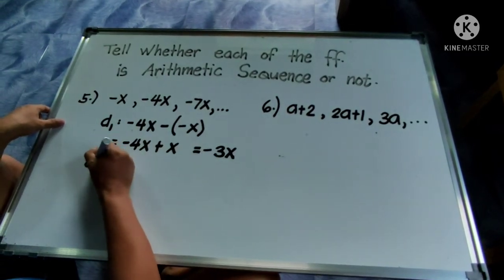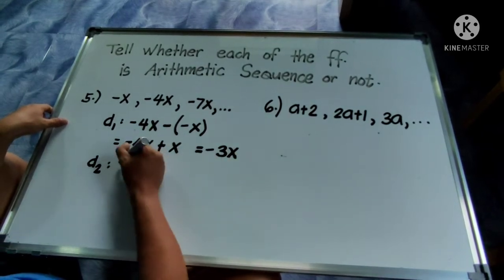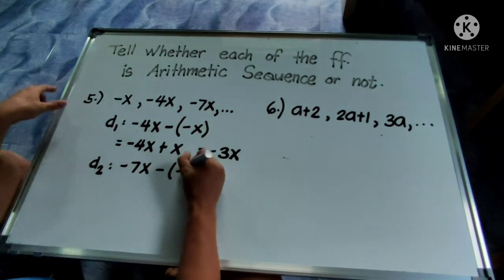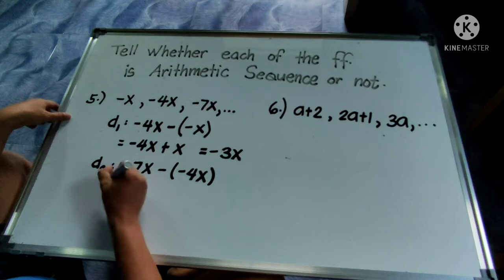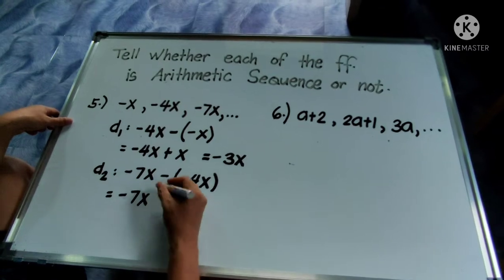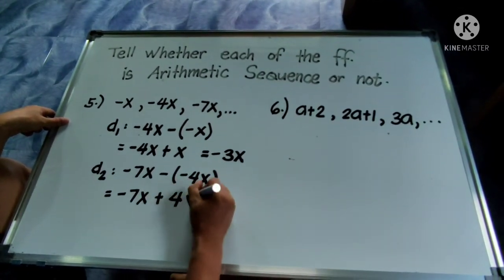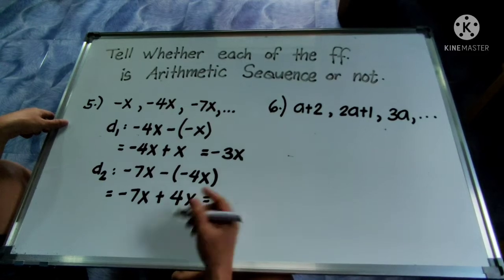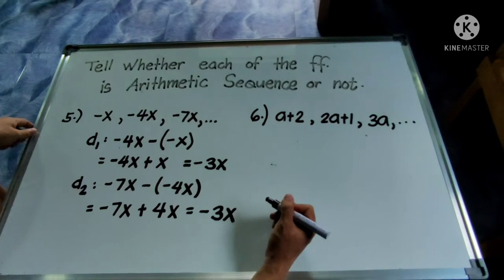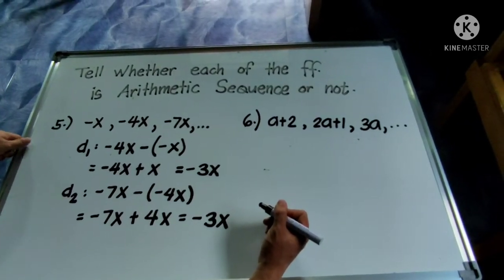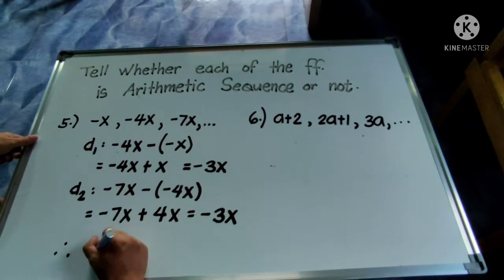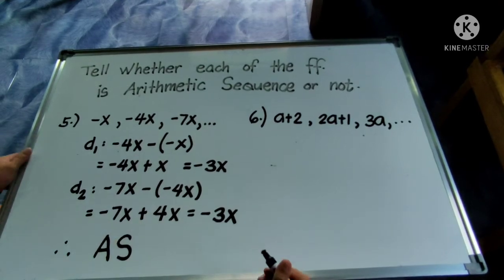Proceed to the second difference, our d sub 2. You will have negative 7x minus, again enclosed in parentheses, negative 4x. Simplify further, you will have negative 7x. Negative times negative becomes positive, so positive 4x. Negative 7x plus 4x is negative 3x. Do we have a common difference? The answer is yes, of course. The common difference is negative 3x. Therefore, the fifth example is an arithmetic sequence.